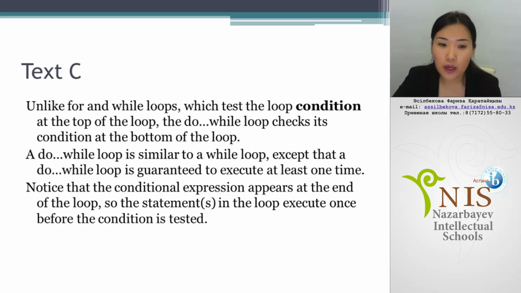The third group has the text C, which is about the do-while loops. Unlike for and while loops, which test the loop condition at the top of the loop, the do-while loop checks its condition at the bottom of the loop. A do-while loop is similar to a while loop, except that the do-while loop is guaranteed to execute at least one time.